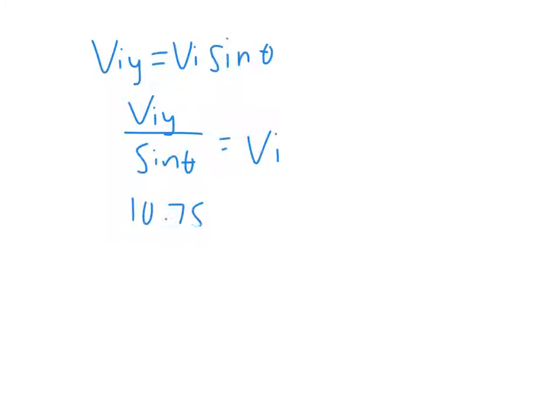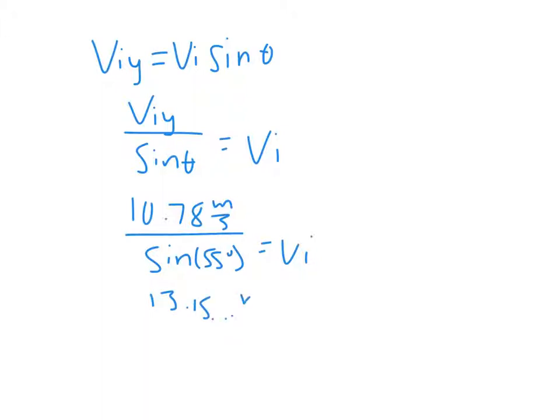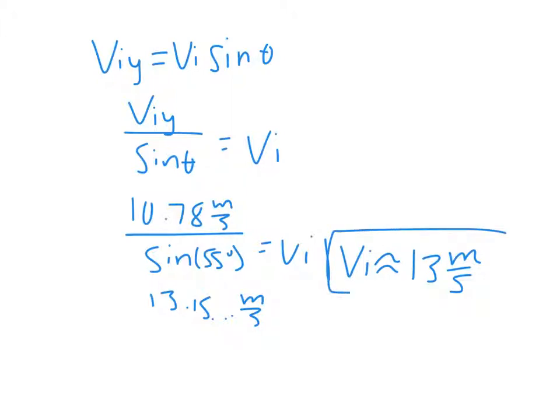10.78 meters per second, divided by the sine of 55 degrees equals v initial. Dividing those, we get 13.15, keeps on going, meters per second. So my actual initial velocity with 2 sig figs is approximately 13 meters per second.